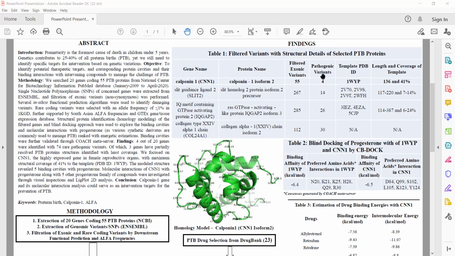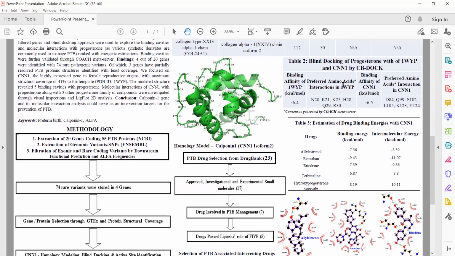But if you talk about the pathogenic variants, we focused on CNN1 because it is highly expressed in female reproductive tissue as per GTEx database, and it has high percentage coverage as far as its template is concerned. So its template is the homology calpain domain, known in the PDB database as 1WYP. So this is the homology model of CNN1 right in front of your computer screen.